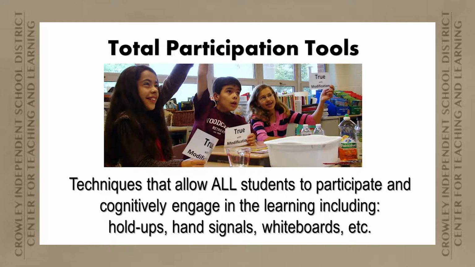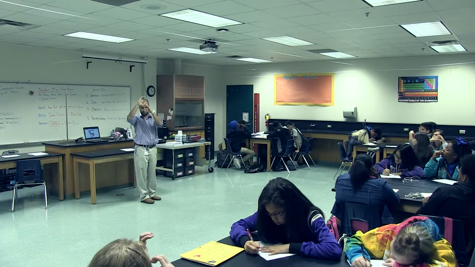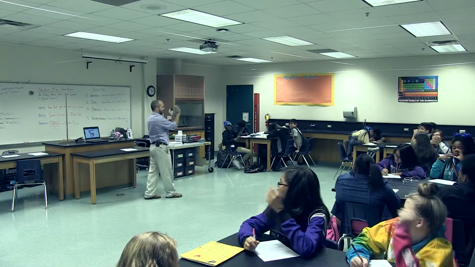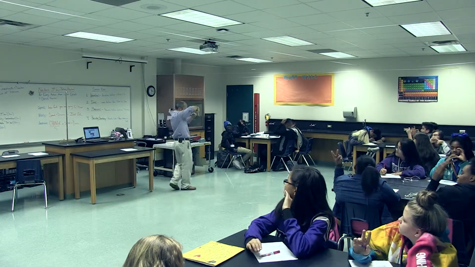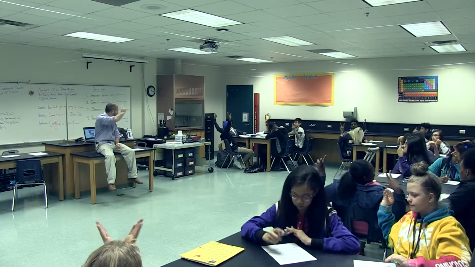One way to check for understanding while making every student an active learner is through the use of total participation tools such as hold-ups, hand signals, or whiteboards, as seen here when students answer questions about speed, velocity, and acceleration. S is going to be this. This is for speed. All right. V is going to be like this. And acceleration is going to be like this for an A. Hold up your hand signal. 1, 2, 3. We got velocity.